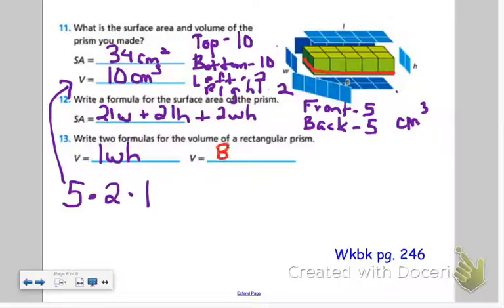So another formula that you may see looks like this. Volume equals capital B times H. Notice it's not a lowercase b. That's very, very important. The capital B means the area of the base. If you know the area of the base, then you can multiply it by the height after that, because that'll help you figure out how many layers or how tall your rectangular prism is with the volume.